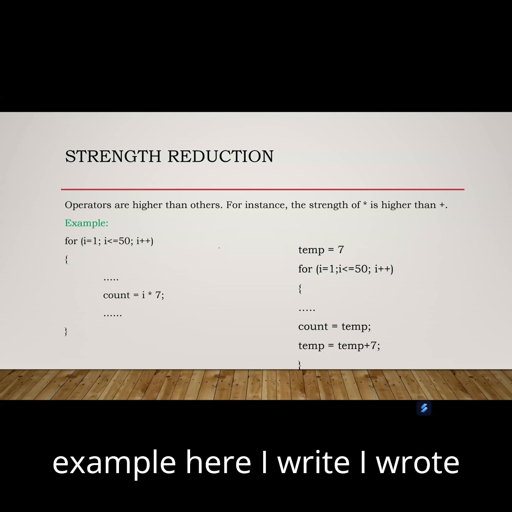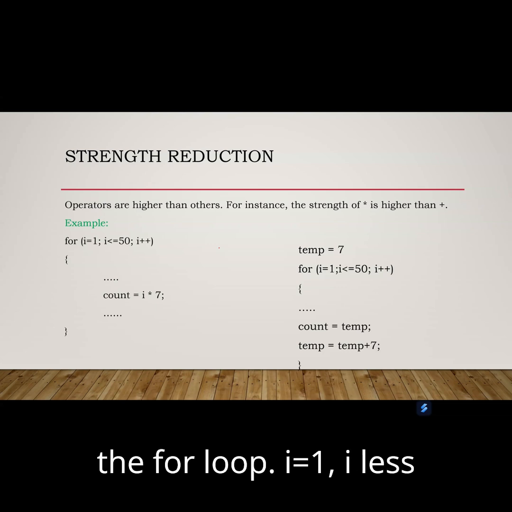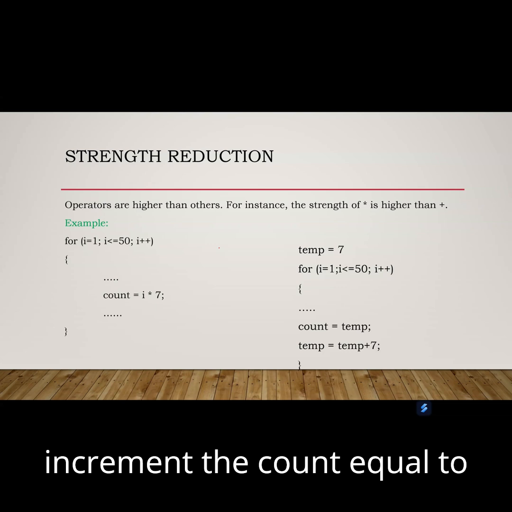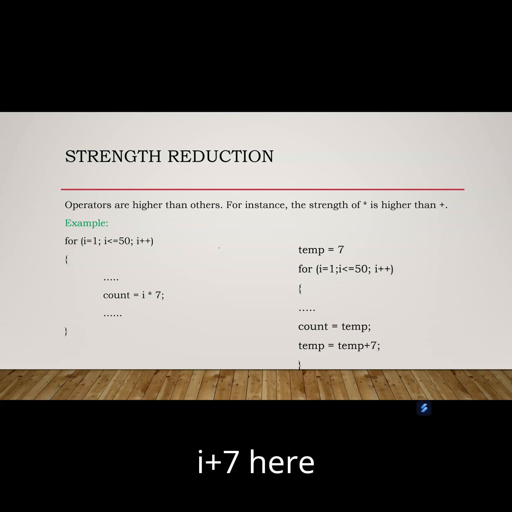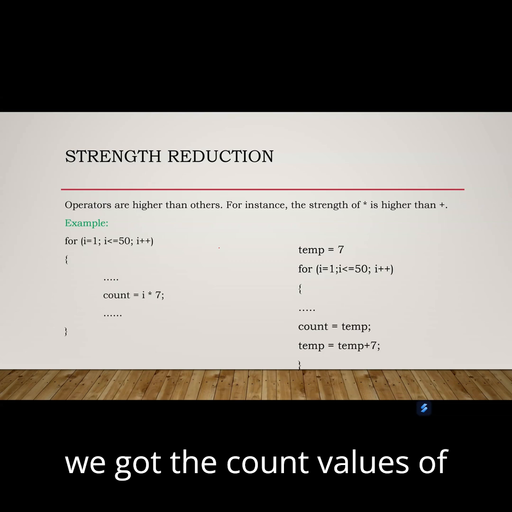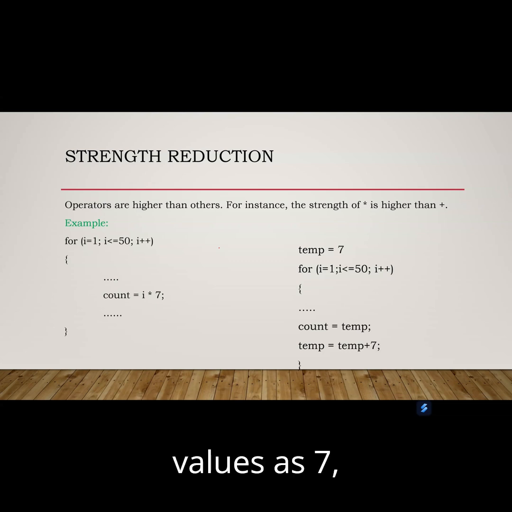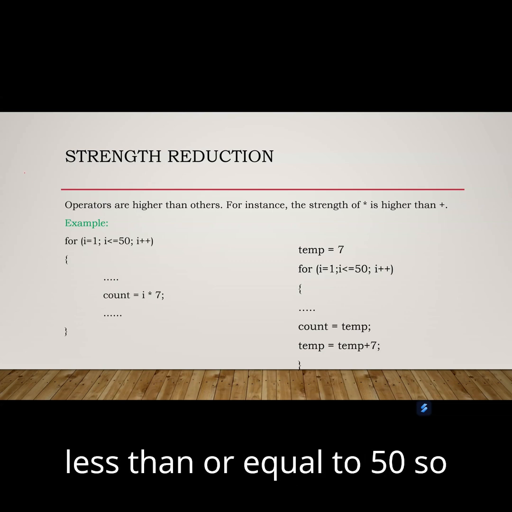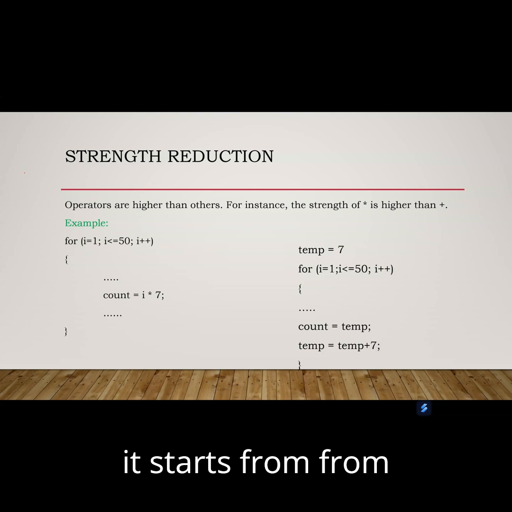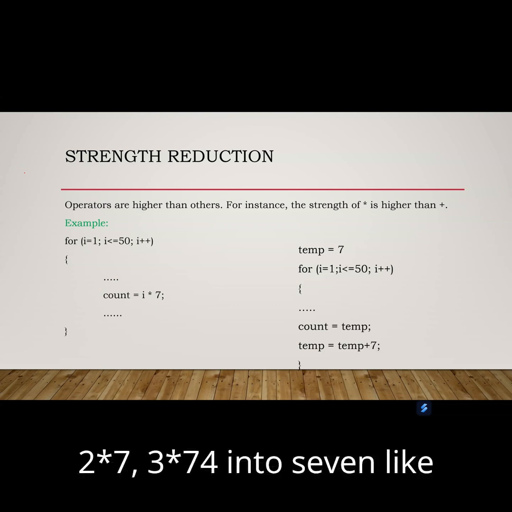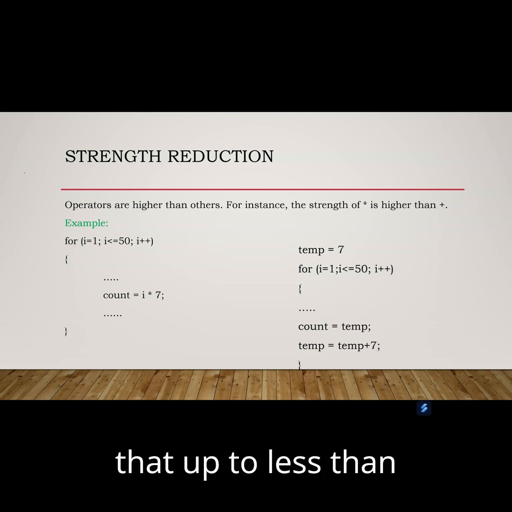For example, here I wrote the for loop: i equal to 1, i less than or equal to 50, i increment. The count equal to i times 7. Here we get the count values as 7, 14, 21 and so on, up to less than or equal to 50. It starts from 1 into 7, 2 into 7, 3 into 7, 4 into 7, like that, up to 50.